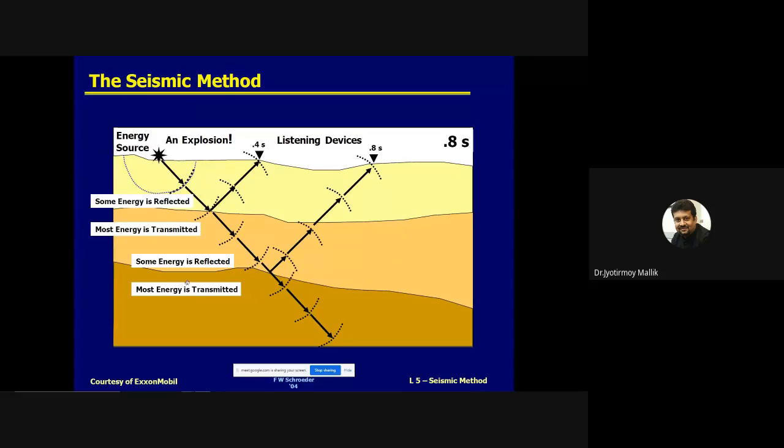Okay. So if the contrast is less, of course, most of the energy will be transmitted, very little will be reflected. If the contrast is high, then most of the energy will be reflected, very little will be transmitted. I hope you understand that. And if there is no difference, of course, acoustically they are like the same layer, and then the whole energy will be essentially transmitted.